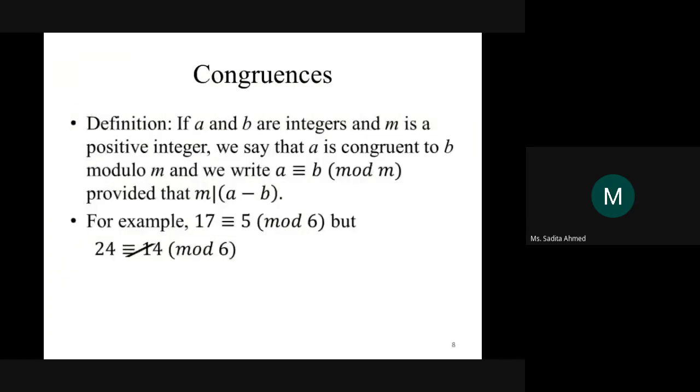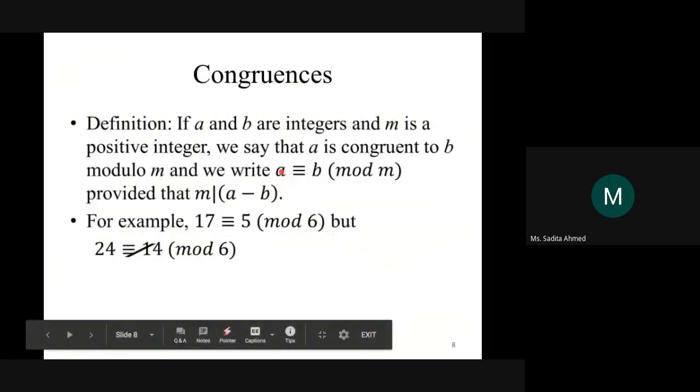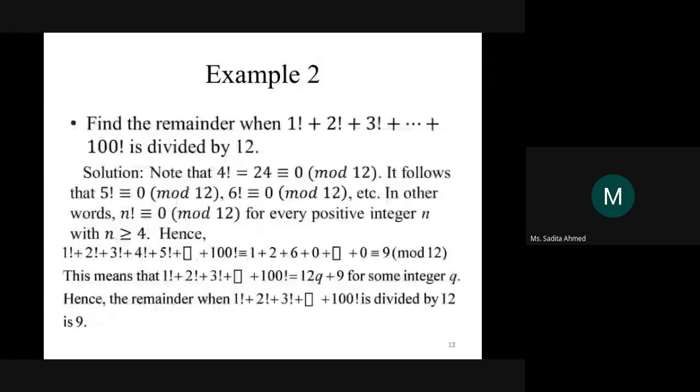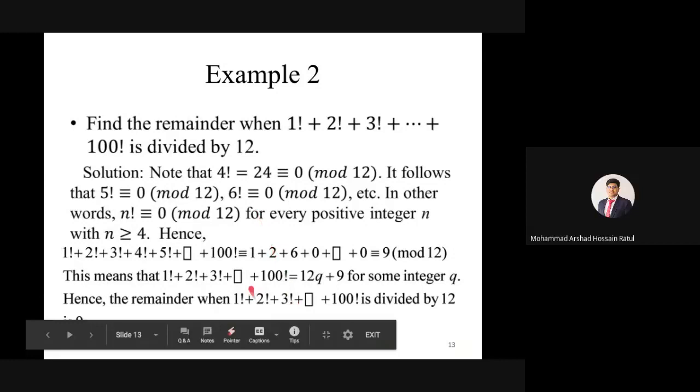remember the definition of congruence. When A is congruent to B mod M, what does it mean? M can divide A minus B. In this case, our A is the summation of all the factorials, congruent to B, our B is 9, mod M, our M is 12. So in that case, we can say that the summation of all the factorials minus 9 is divisible by 12. Can we not? Yes, miss. Okay.